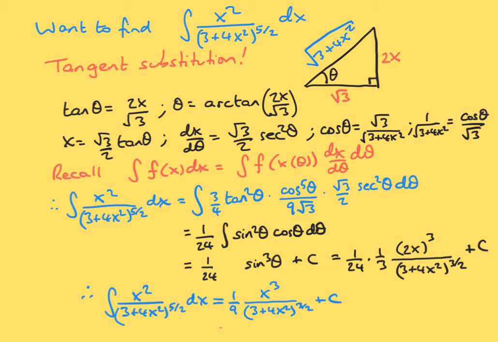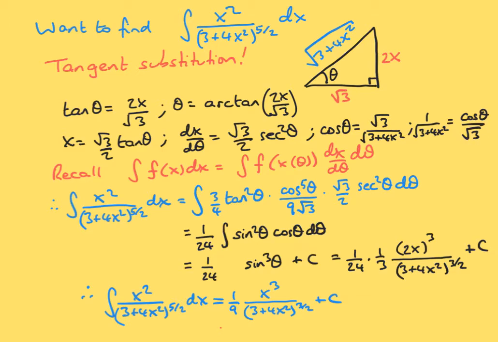We could work out using algebra what the cosine of this angle is, but we can also read it off from the triangle. The cosine of theta is the adjacent over the hypotenuse, it's root 3 over the square root. And that tells us that 1 over the square root is the cosine divided by root 3.